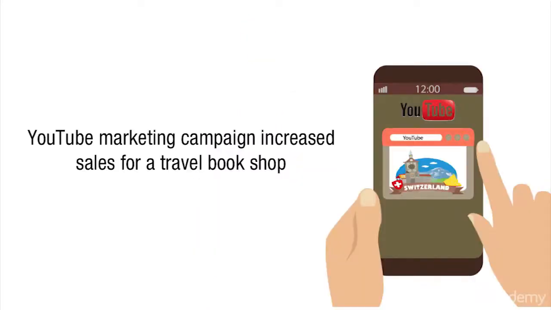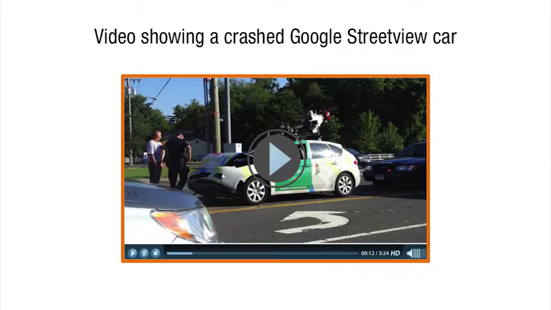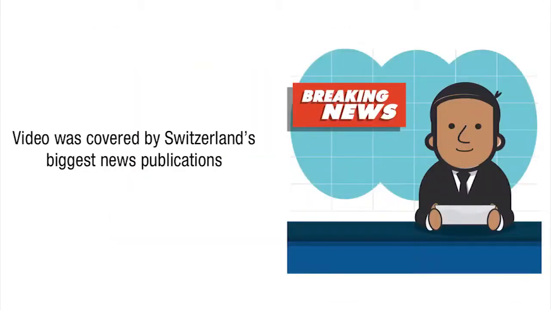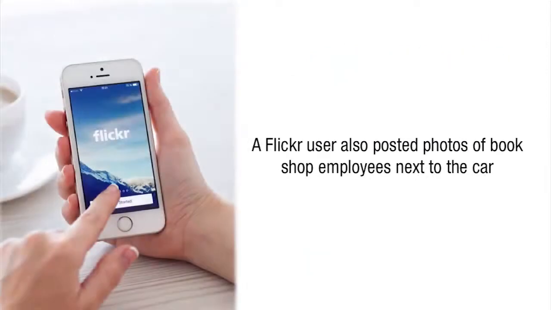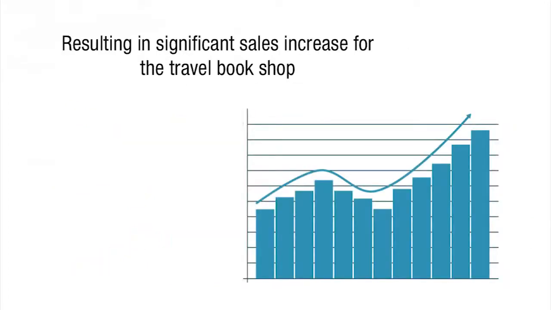One clever YouTube marketing campaign increased sales for a small travel bookshop in Switzerland. With more travel research being conducted online, the bookshop highlighted the limits of the internet with a video showing a crashed Google Street View car. The video went viral and was covered by some of Switzerland's biggest news publications. A Flickr account also posted photos of bookshop employees next to the car, wearing branded t-shirts. The video linked back to the store's website. The traffic boomed significantly, resulting in a significant sales increase for the travel bookshop.